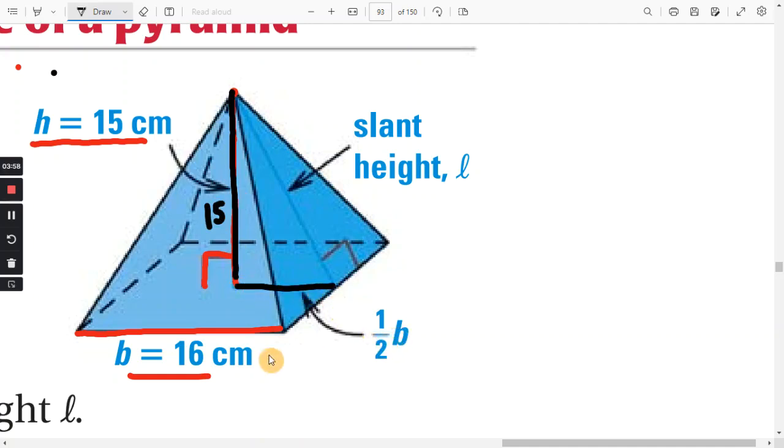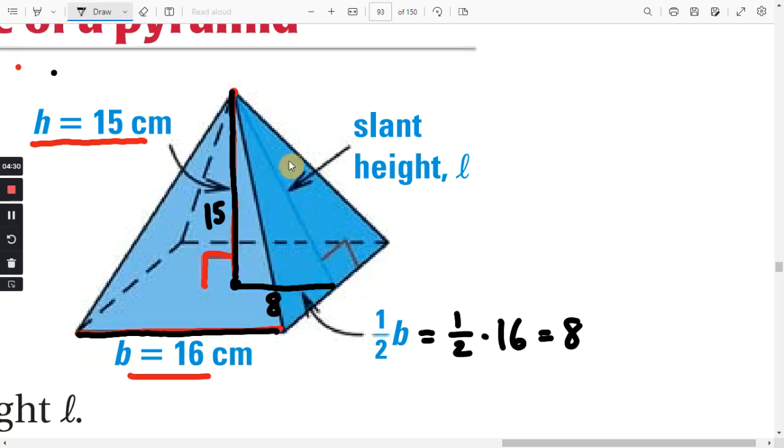How do we know that? Because the height inside the pyramid goes right into the center of the base. Okay, so this distance here is just half of the base, and we can see the base edge right here is 16 centimeters. So half of the base is just going to be half of 16, which is just 8. All right, so this segment is just 8.